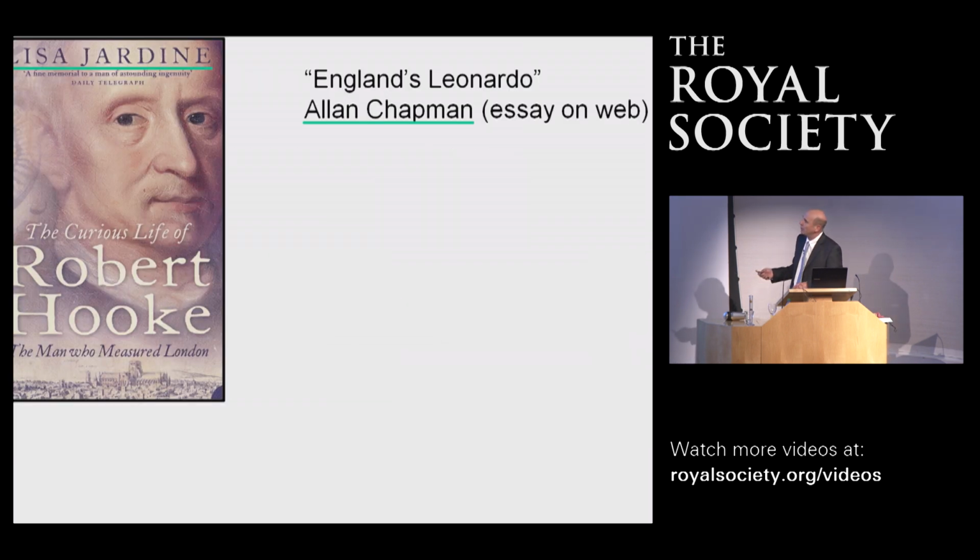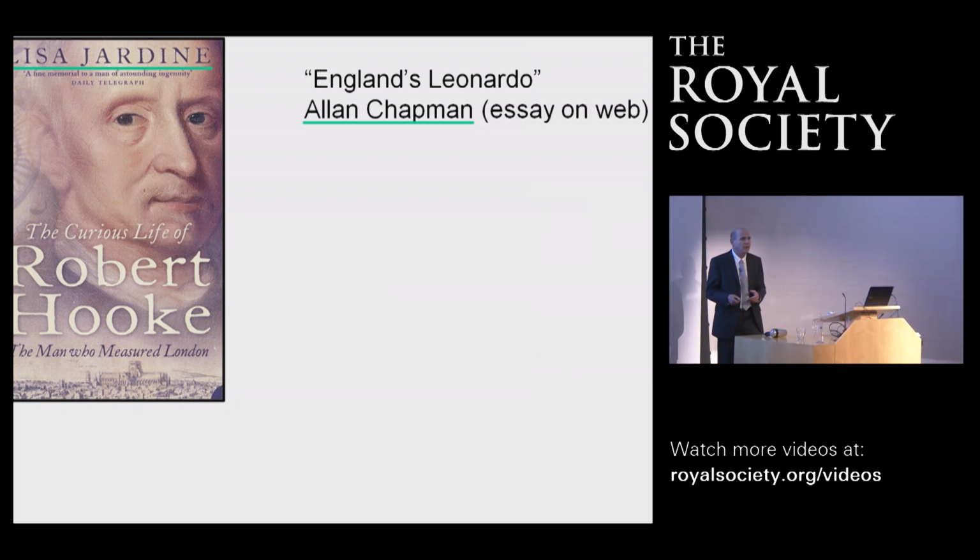This is Robert Hooke, or at least a person whom we think is Robert Hooke. And it's on the cover of a wonderful book by Lisa Jardine about Hooke. And as I've read more about him, he becomes more and more a hero of mine for reasons that I think you'll begin to see. And also, there's a book by Alan Chapman called England's Leonardo, and that's an essay that you can find on the web based on his book. Both are most compelling reading.